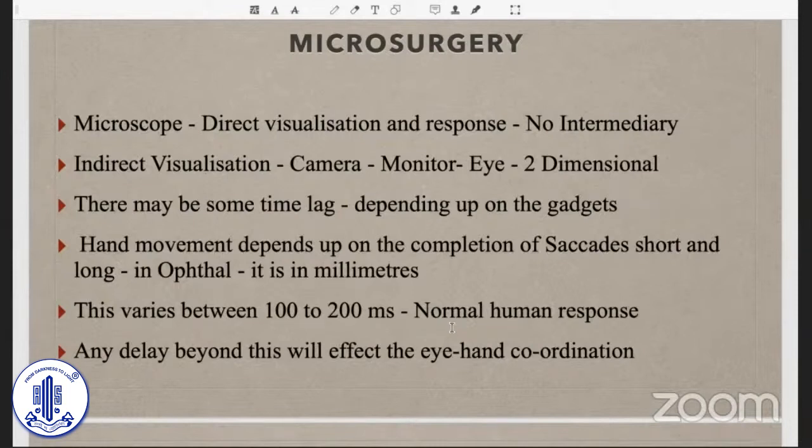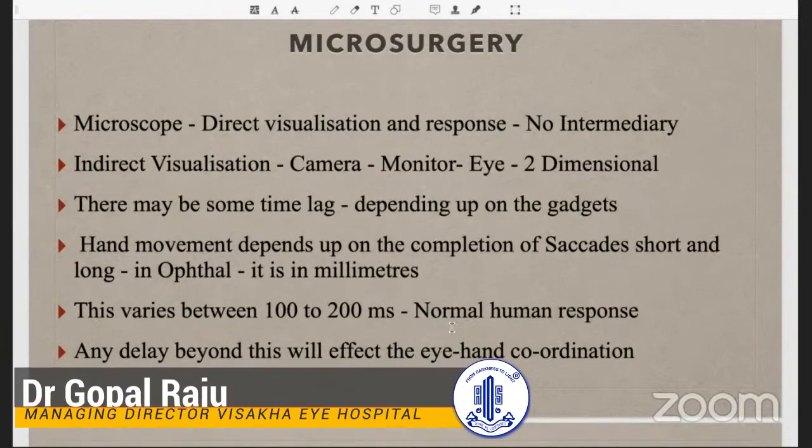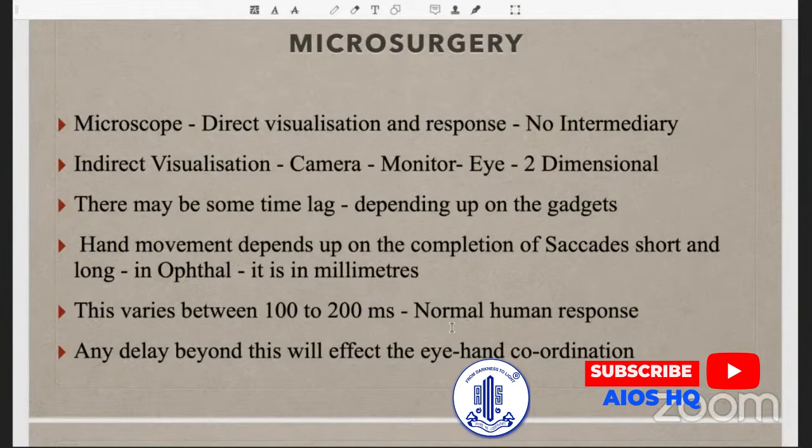Whereas in indirect visualization, the camera captures and then sends that signal to the monitor through two-dimensional vision. There may be some time lag depending upon the gadget. The challenge here is that it should process as fast as your brain and then send it as the visual input. The hand movement depends upon the completion of the saccades, short and long, which is in milliseconds. It varies between 100 to 200 milliseconds in a normal response, and any delay beyond this will affect the hand-eye coordination.